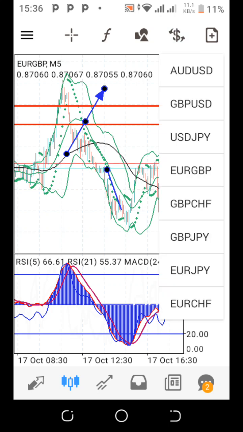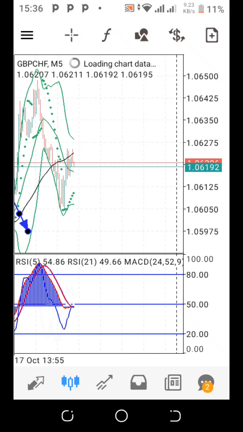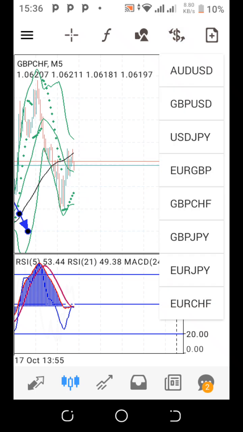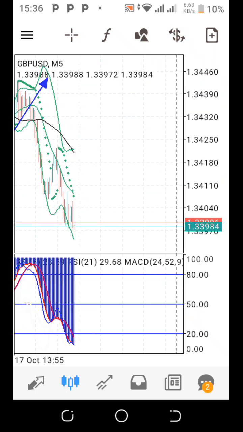Pounds, Swiss franc. But then there's something I always look out for as confirmation. If you watch my other video, you see that I always make mention of this thing, especially during the London session and New York session. Go to your British pounds USD, that is GBP USD.